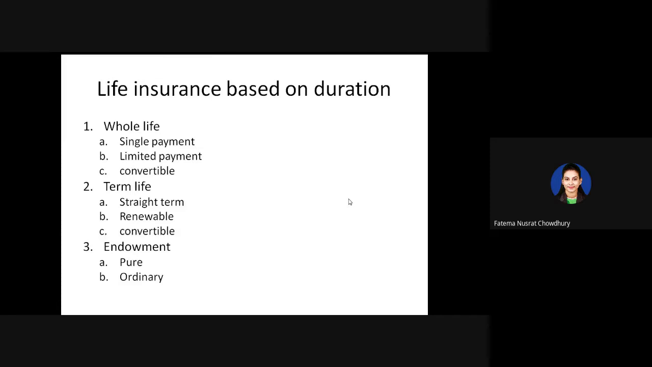So it can be straight term. If the insured is covered for a certain time period only, it is straight term. But if the term life insurance has a renewable option, it will be renewable term life.